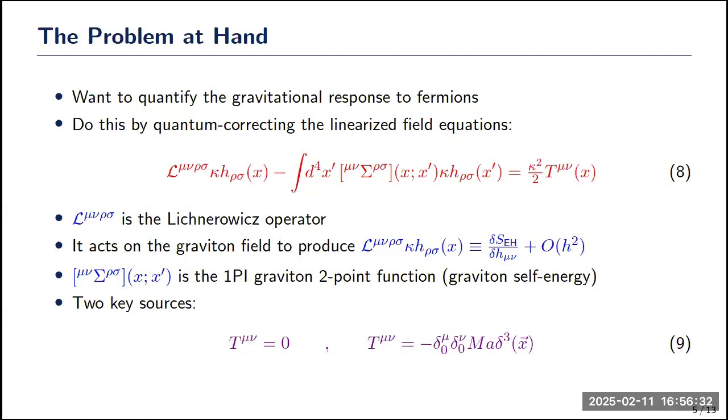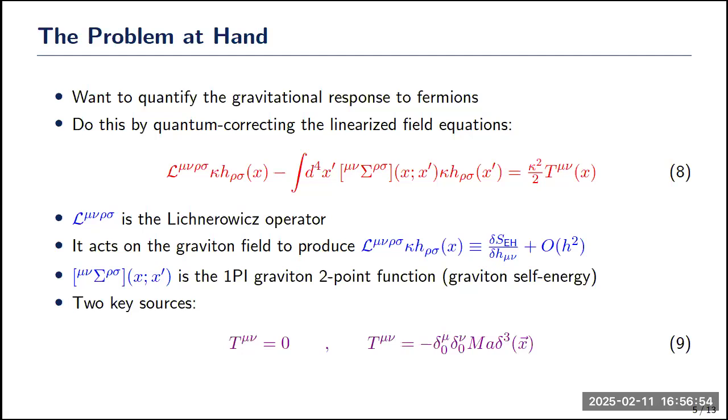Okay? I do want to point out that this is a very generic technique for quantum correcting equations. If you were to do this for a scalar field, you would integrate the scalar field up against its 1PI 2-point function, the self-mass, and add it as a source term. Do the same thing for vector fields with its vacuum polarization, and this is how you quantum correct classical field equations. So we're going to do that.